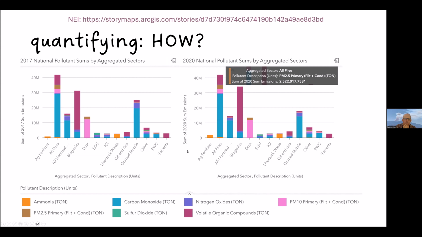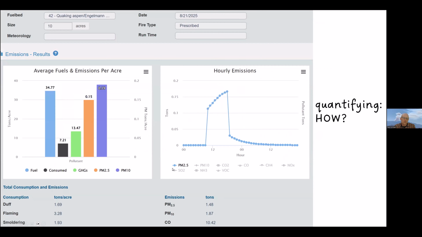10, 20, 30, 40. But in the case of getting my smoke permit for my prescribed fire, I'm looking at my plus or minus two, right? Cool. So the Blue Sky framework will also spit out this information for me. So I can get not just that nice map of where the smoke is going to go, but I can get an understanding of the total tons.